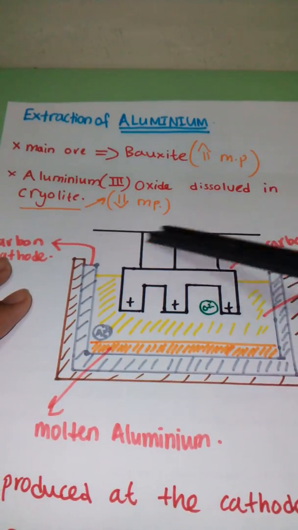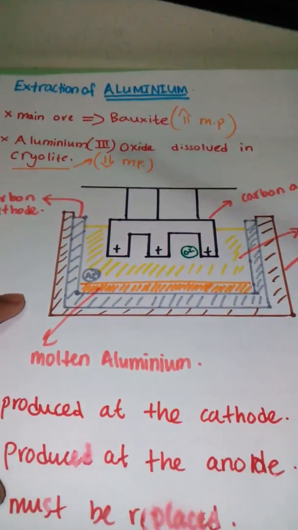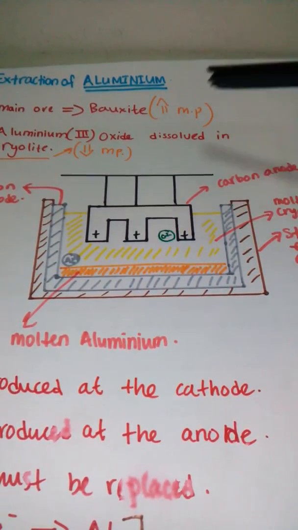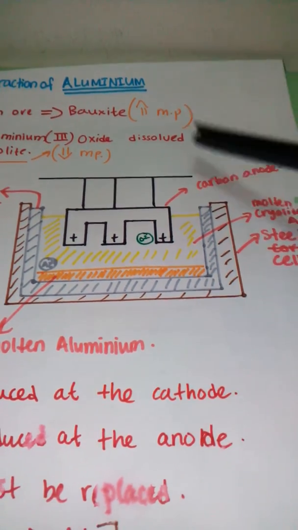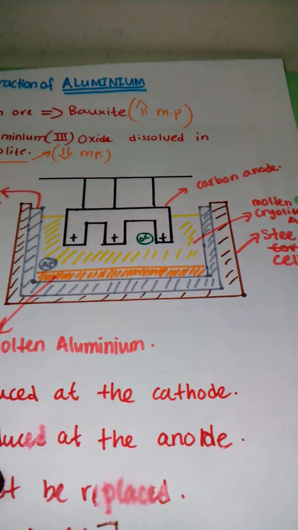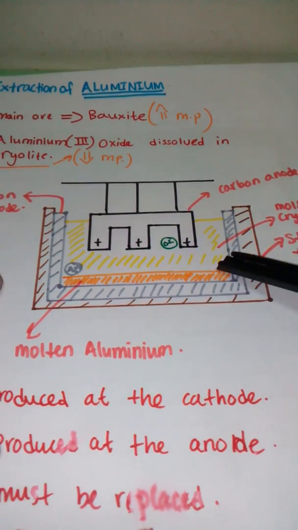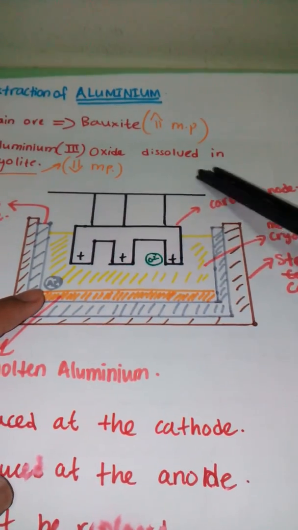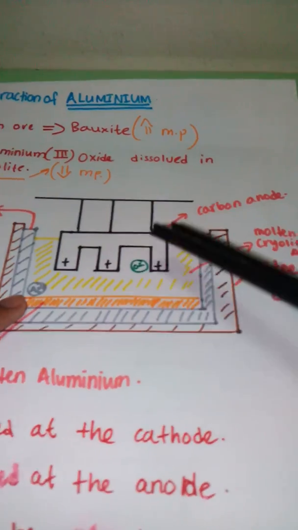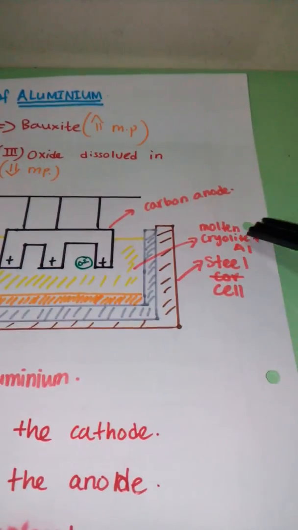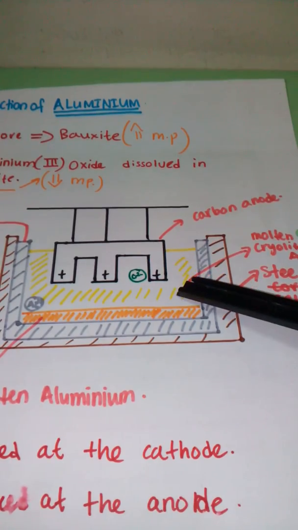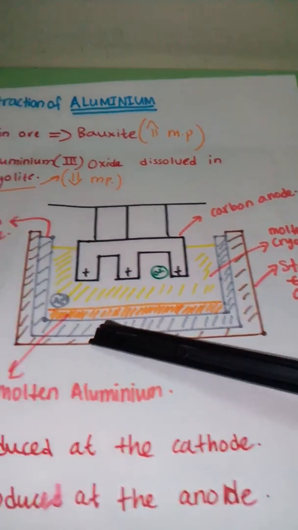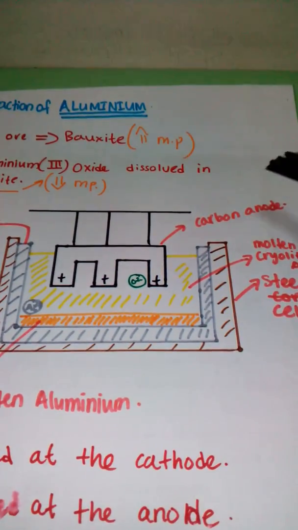These are the main points you must keep in mind as well. This is a diagram of what the whole thing will look like. It is not exact, but this is what we're supposed to know at this level. I'll just go through the diagram really quickly. These are the carbon anodes, these 3 sticks right here. We have molten cryolite plus aluminium here in yellow, and then we have the steel cell in brown. That's the outer layer of the whole container.